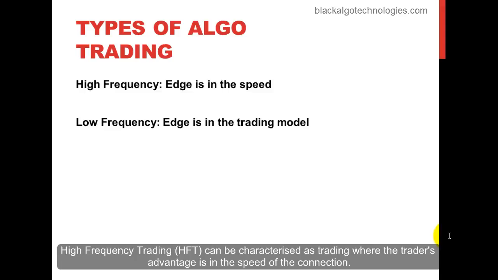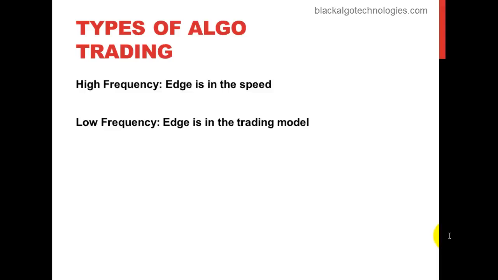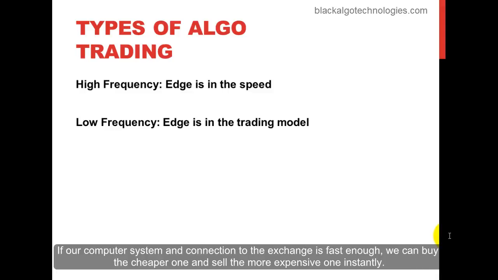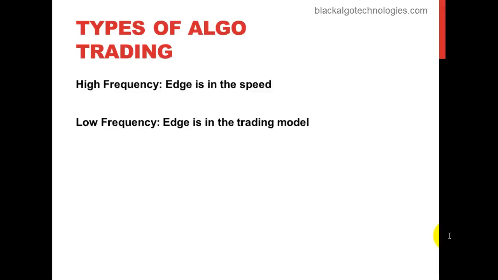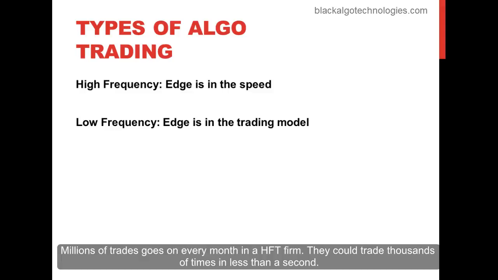High frequency trading can be characterized as trading where your advantage is in the speed of your connection. Let's say the same gold derivative is sold at one exchange and another exchange at different prices. If your computer system and connection is fast enough, you can buy the cheaper one and sell the more expensive one instantly. That is called arbitrage. In high frequency trades, the amount the trader earns is usually minute, but they make up for it in bulk. Millions of trades go on every month in a high frequency trading firm, and they could trade thousands of times in less than a second.